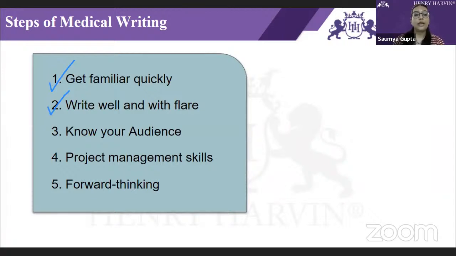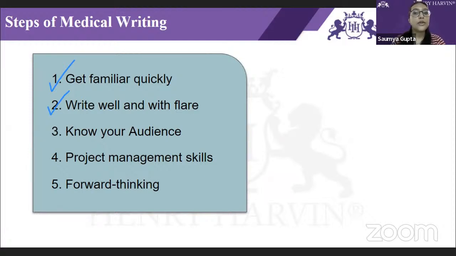Suppose, for example, you're writing about a disease, say malaria. You have to explain what malaria is, how it happens, what the cause of malaria is, what the signs and symptoms are, and what the complications related to it are. Okay.